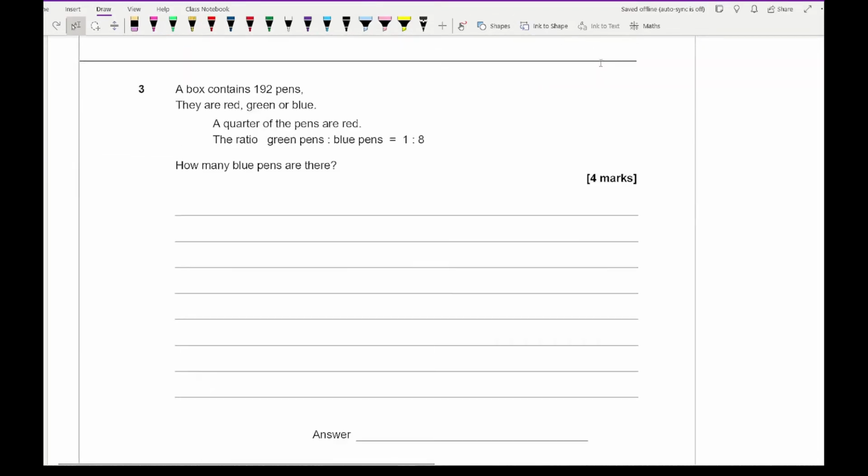Moving on to question 3, it says that a box contains 192 pens. They are red, green or blue. A quarter of the pens are red, and the ratio of green pens to blue pens is 1 to 8. How many blue pens are there?